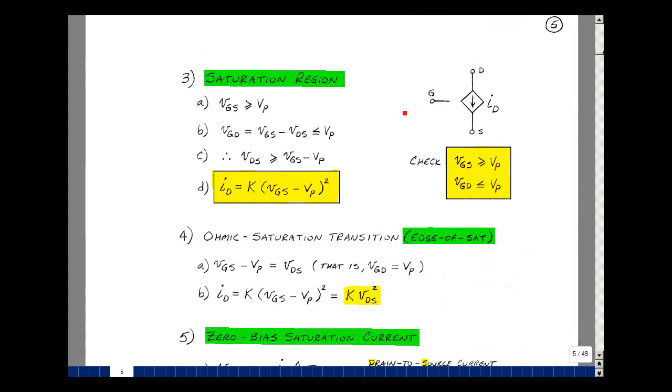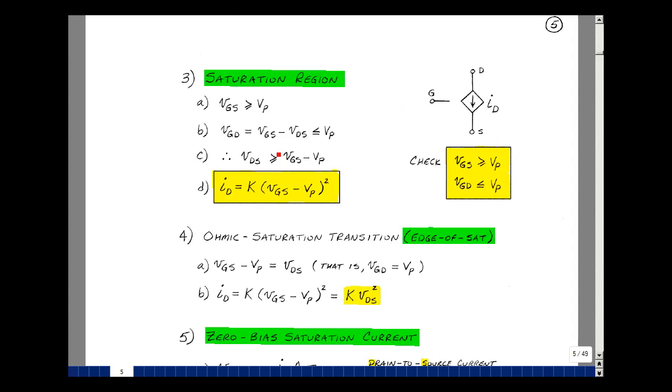As we mentioned last time, to be in saturation, the gate source voltage is greater than or equal to pinch-off, and the gate to drain is less than or equal to pinch-off. We showed on the last page that the gate to drain was the gate source minus the drain source on the schematic of the symbol for the JFET. And again, we can solve for the drain source voltage by putting it on this side of the equation. The drain source voltage is going to be greater than or equal to the gate source voltage minus the pinch-off. And this means that we are now in saturation when we are to the right of the dotted line on page 4.